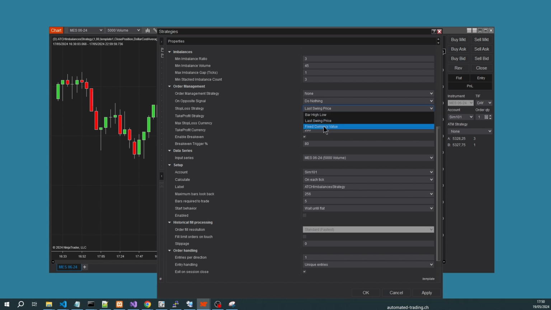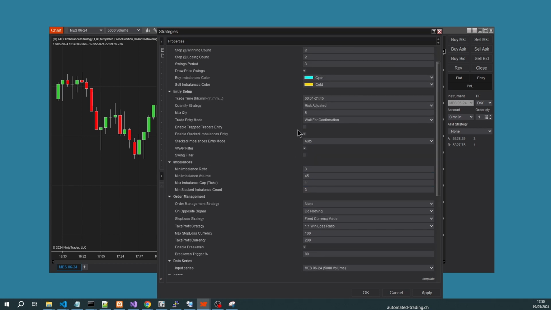Or you can use a fixed currency value, and when you set this to fixed currency value, you should not use the risk adjusted. You should use fixed quantity and set your order quantity to the quantity that you want. So if you have a fixed currency value, for example 50, and you have an order quantity of 1, then the stop loss will be calculated according to these parameters. But I personally use last swing price and risk adjusted.